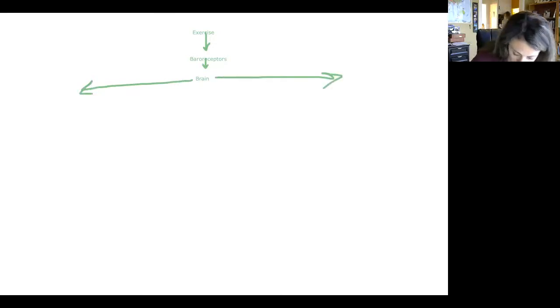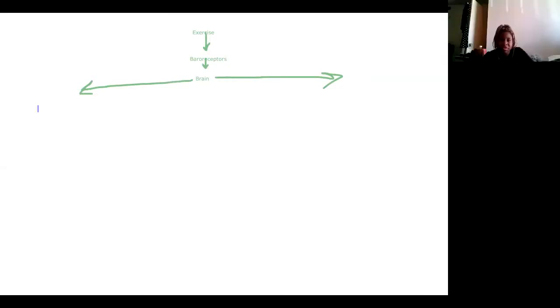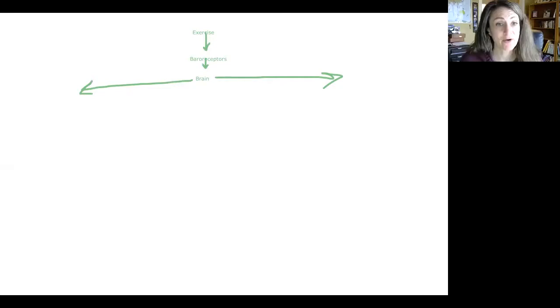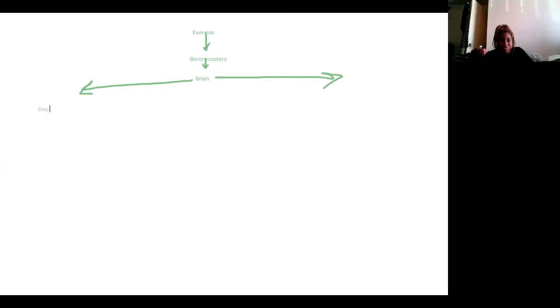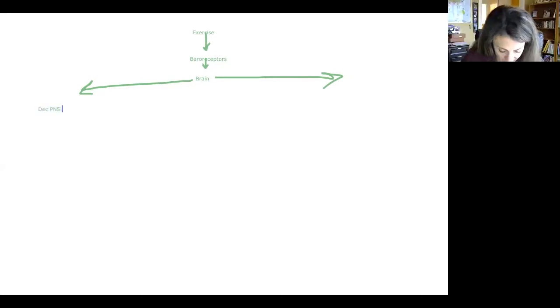What are they? Look back to the map we just had. There were two options coming off of exercise. What were they? The parasympathetic. Okay, so the parasympathetic system, is it increasing its activity or decreasing its activity? Decreased. Okay, so this is decreased parasympathetic nervous system activity. I'm abbreviating it. Make sure you know what it stands for. It's not peripheral, it's parasympathetic.